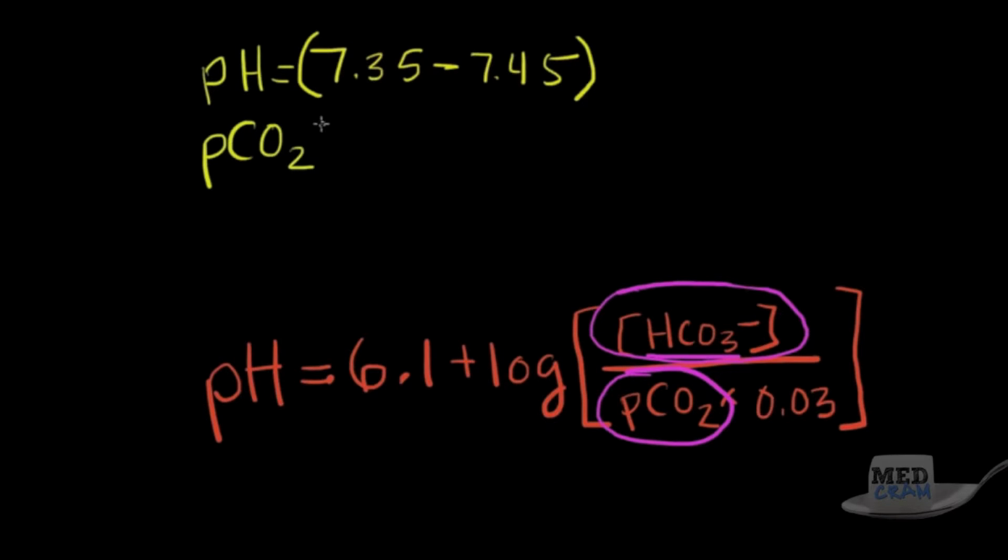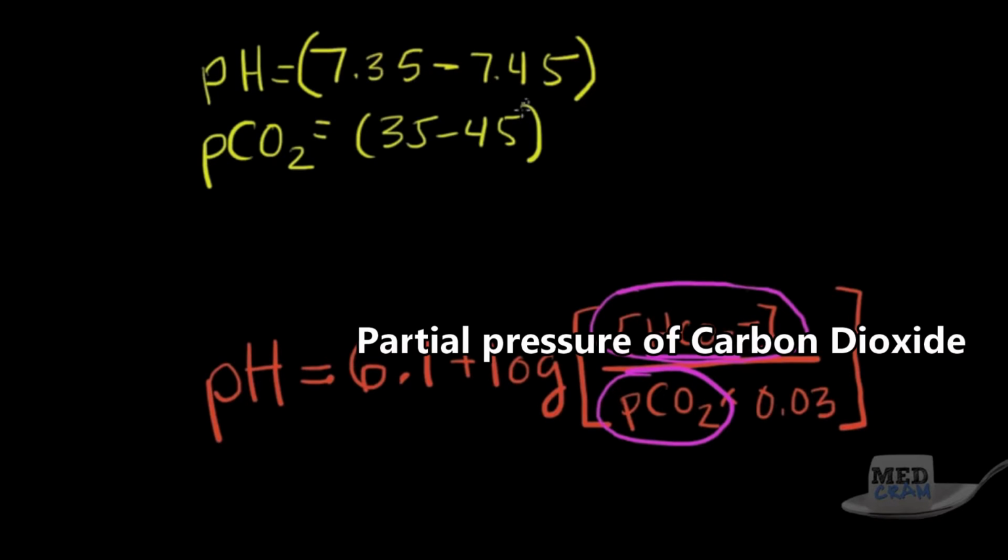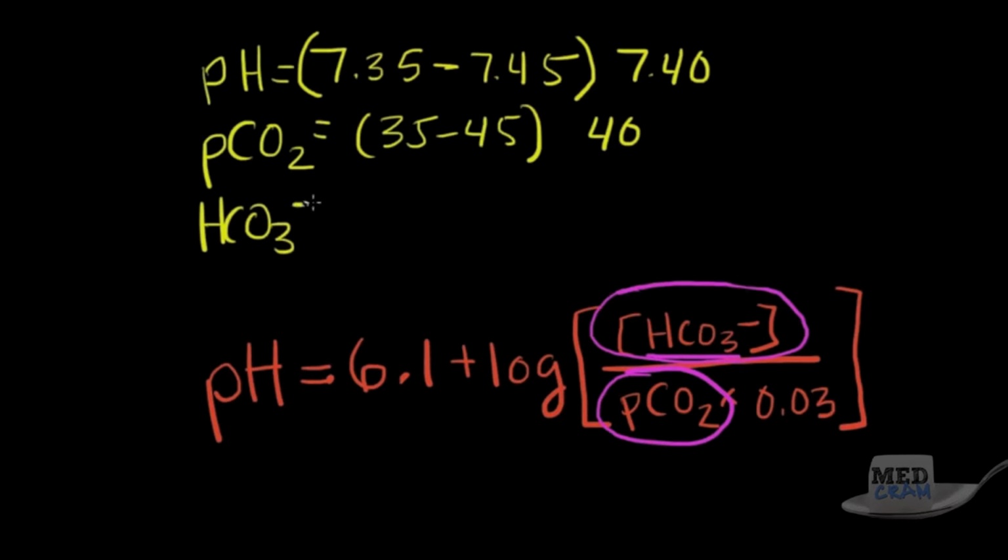PCO2 is equal to about 35 to 45. And you kind of remember that because there's similar numbers there. So we kind of like 7.40. PCO2, we kind of like 40. So 7.40 is kind of the normal, 40 is kind of in the middle. And finally, for the bicarb here, the range there is 22 to 26, with the normal being about 24. Okay, so that is the middle of the range.